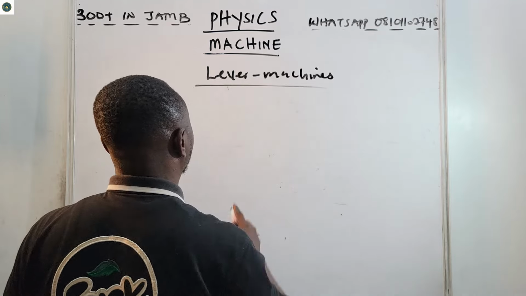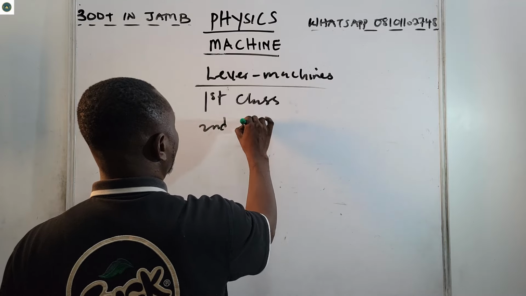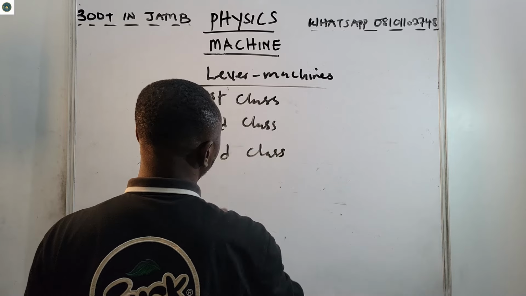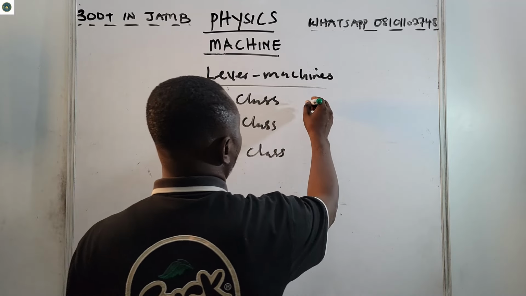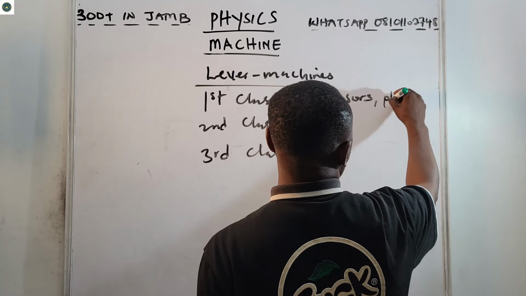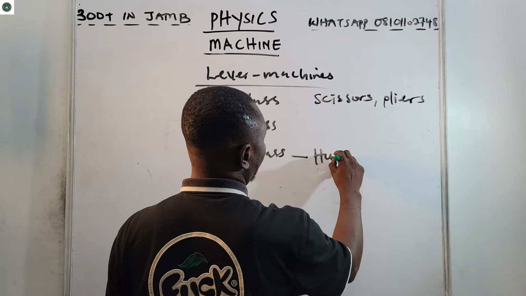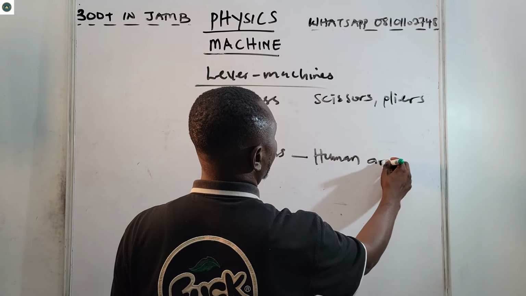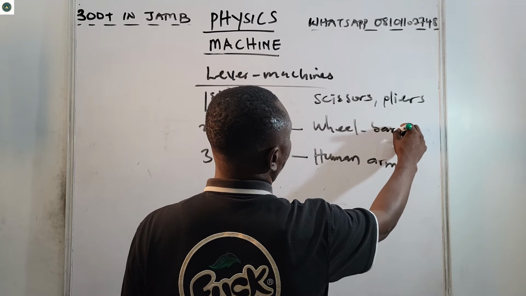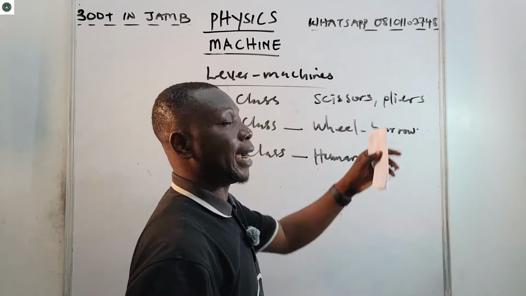Now we have various levers: first class, second class, and then third class. For first class, we can talk of maybe scissors and the pliers. Here we can talk about the human arm. Then for the second class, majorly maybe the wheelbarrow. So for first class, we have scissors, pliers.